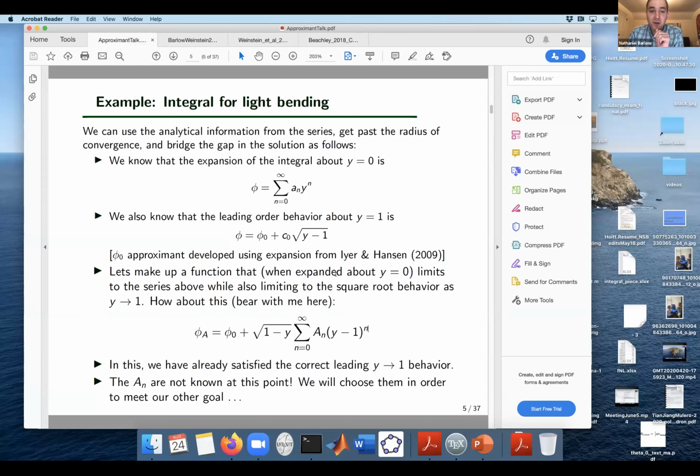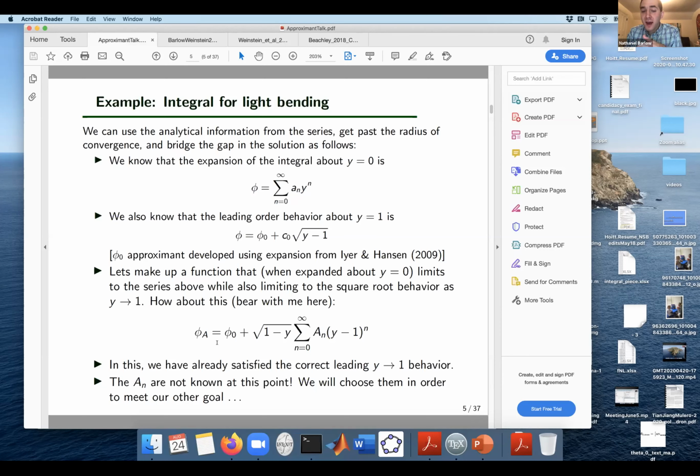So the next step here is this matches the y going to 1 limit, right? But it doesn't match the top thing that we have here. So we want to make sure it also matches the y going to 0 expansion. So what we do is we embed in these unknown capital A's so that we can choose them. Now I say this in a weird way, but I say we choose the capital A's so that it matches the y going to 0 limit as well.